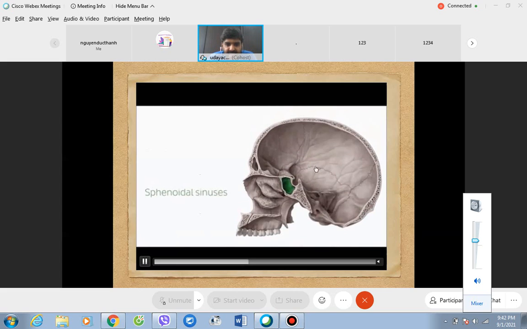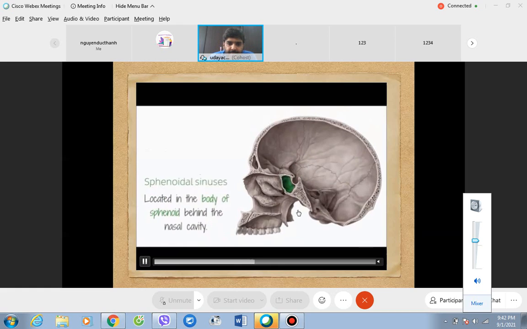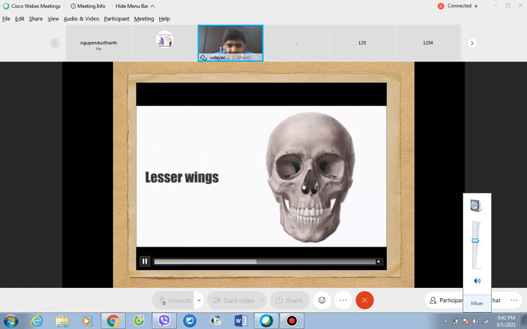Coming to the sphenoid sinus. Sphenoid sinuses are located in the body of the sphenoid, posterior to the nasal cavity. They are separated by the intersphenoidal septum.